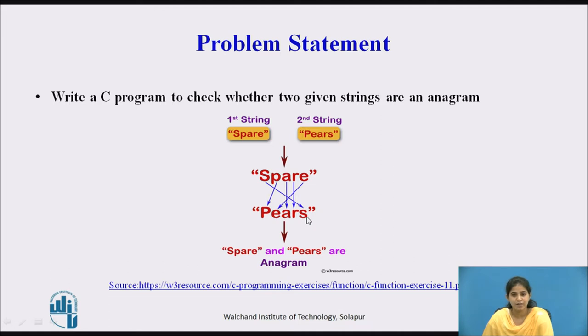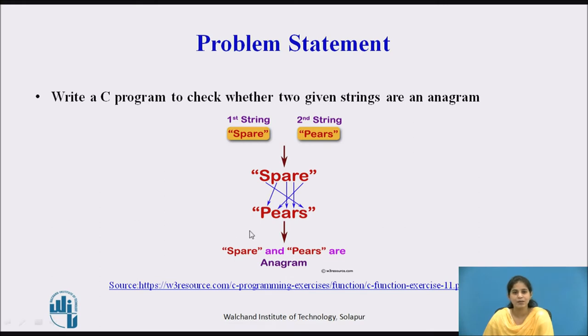is there. An anagram string is nothing but another string, and that string is formed by containing the same characters, but the order of the characters is different. So here P comes first, then E comes next, then A comes next, then R and S. In the original string, in the pair, the S is first, after that P is there, after that A is there, after that R is there, and then E is there. So here pair and pairs are anagrams.